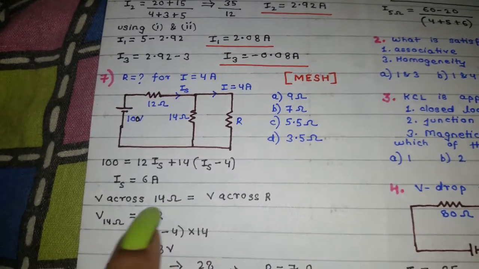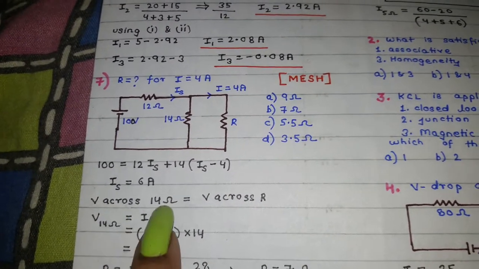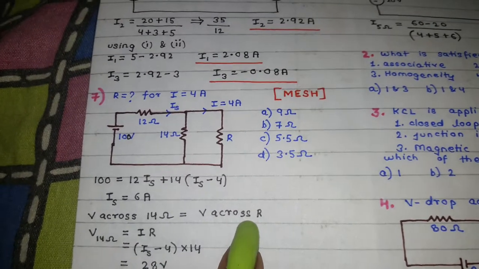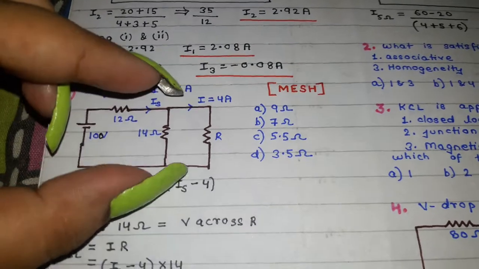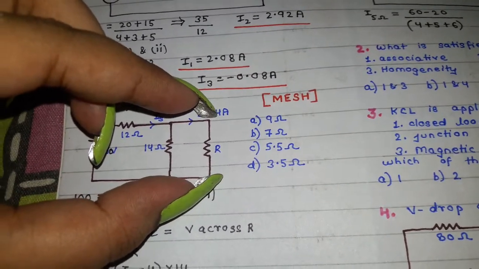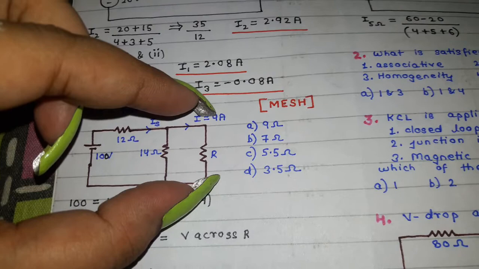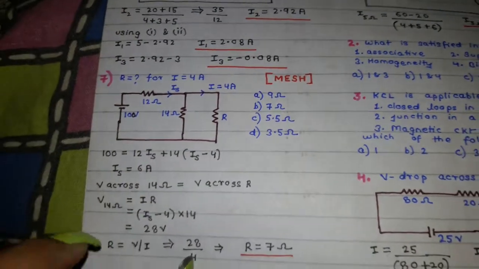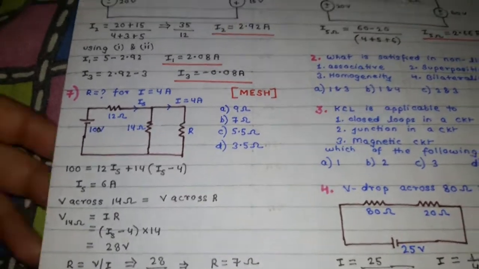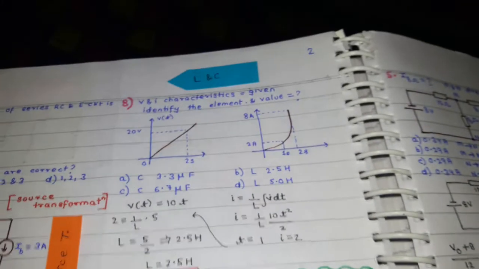On solving this, you get the voltage across the 14 ohm resistance. This is how, because this voltage is this voltage and this voltage is also this voltage. So when you know the value of voltage and you know the value of current, then you can easily calculate resistance. So this question was pretty easy. Now we shall be discussing further questions.